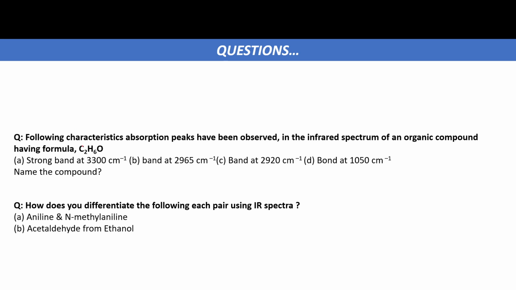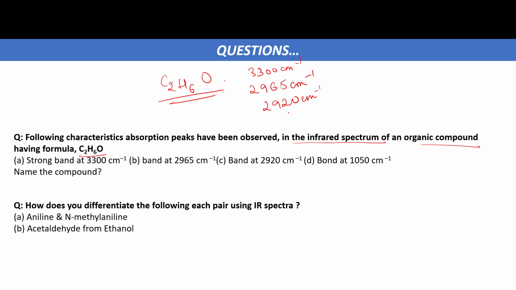Now let's solve some other questions related to vibrational spectroscopy. The following characteristic absorption peaks have been observed in the infrared spectrum of an organic compound having formula C2H6O. There is a strong band at 3300 centimeter inverse, one band at 2965 centimeter inverse, another band at 2920, and one band at 1050 centimeter inverse. What will be the name of the compound?